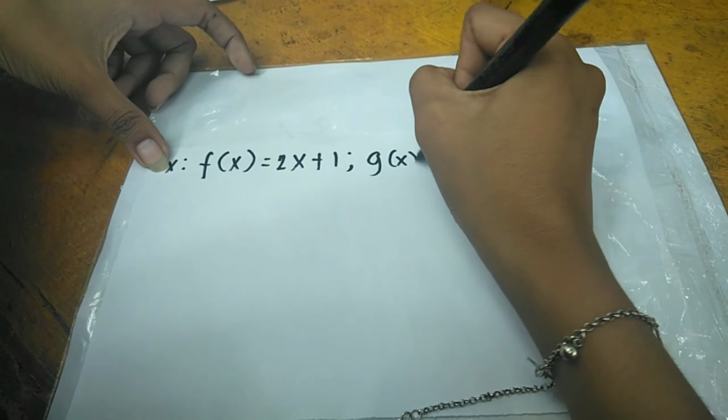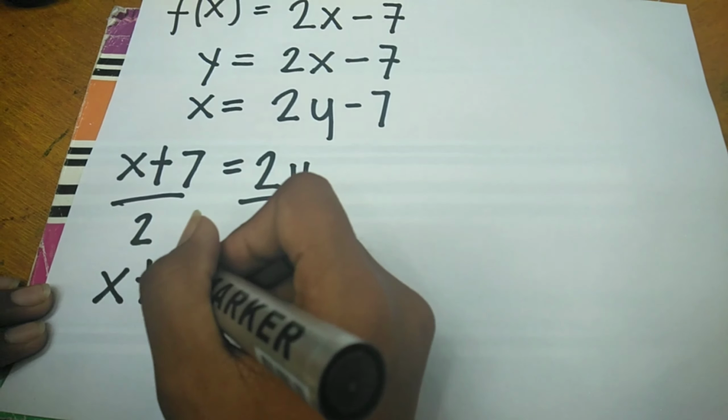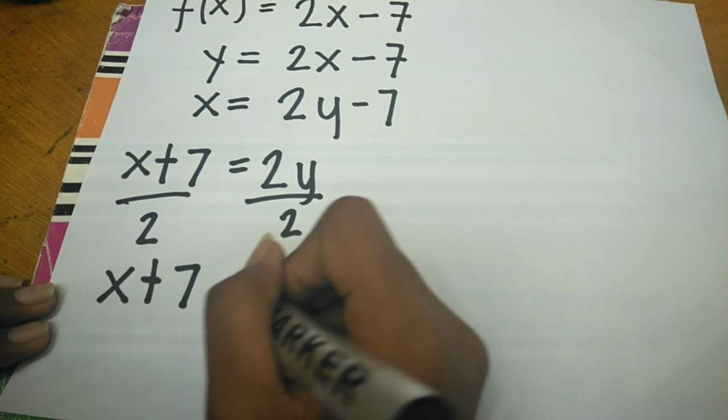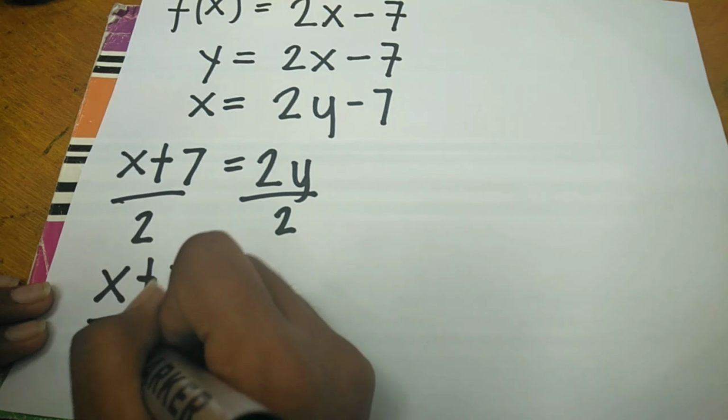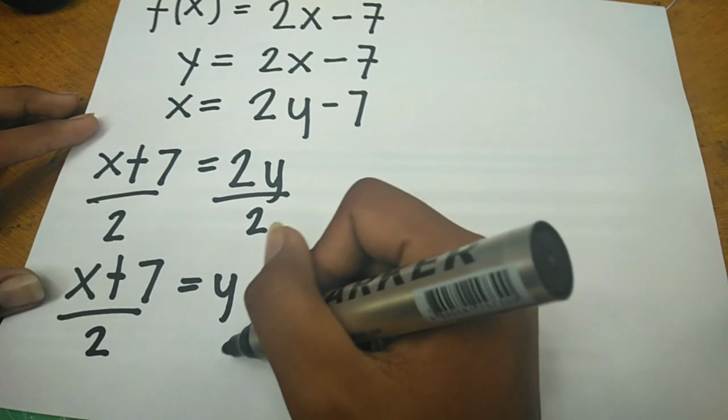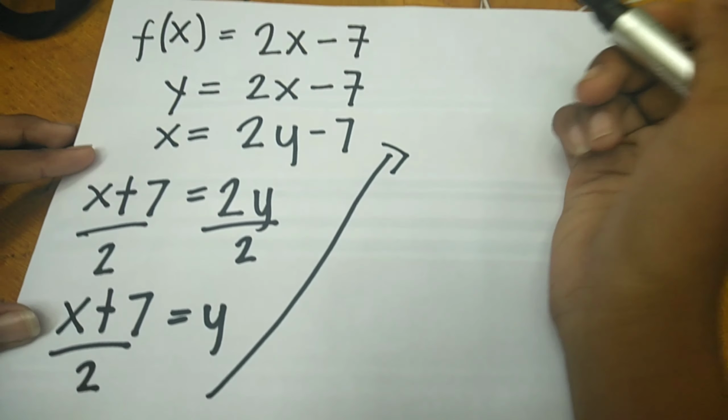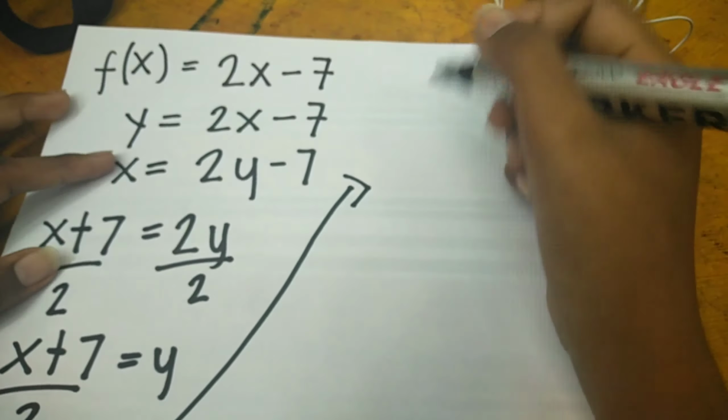And then, after this step, all we need to do is isolate y by itself. Let's add 7 to both sides. So, we have x plus 7 equals 2y. Divide both sides by 2. So, (x plus 7) over 2 equals y. So, the final answer is the inverse function: f inverse of x equals (x plus 7) over 2.